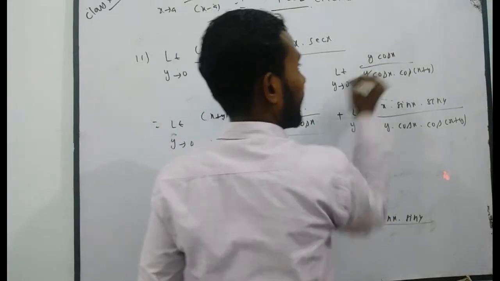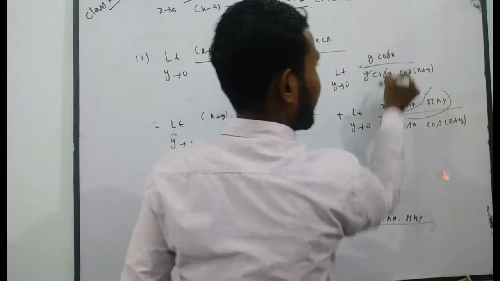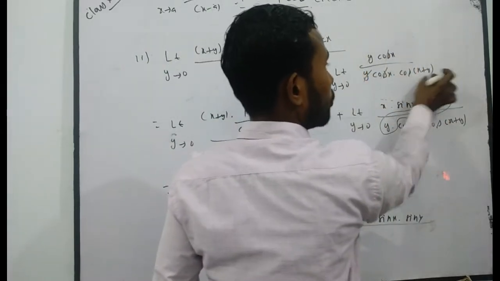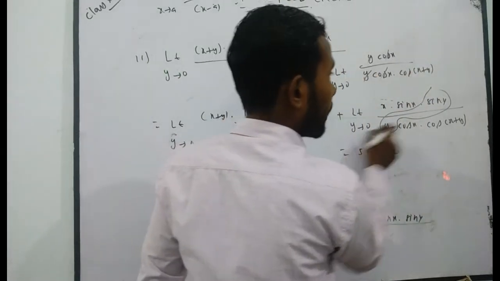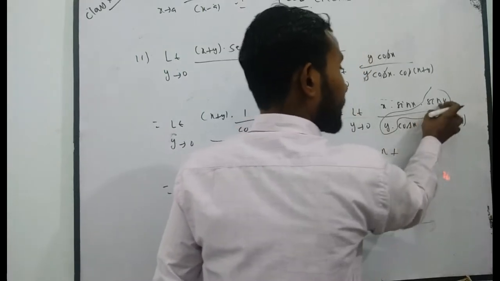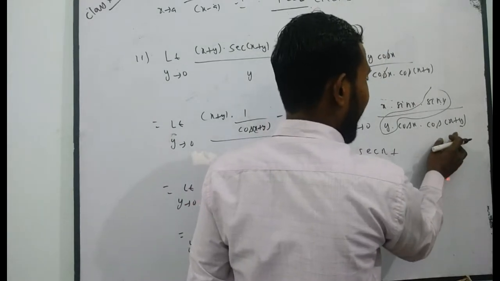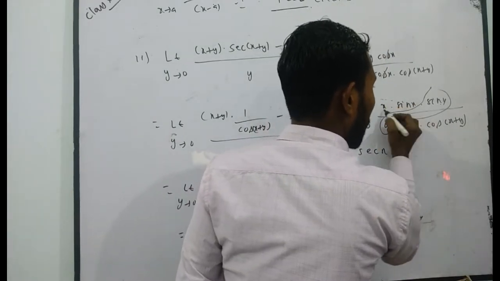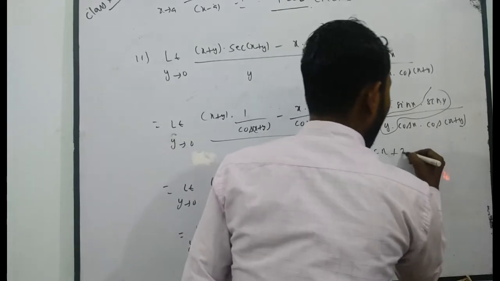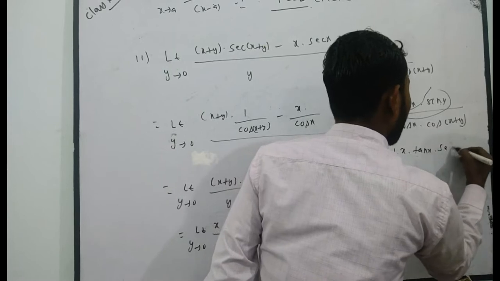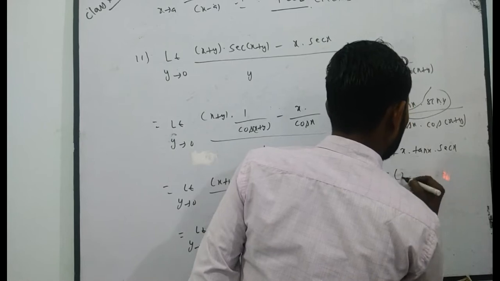Now y and y cancel here, sin y by y is equal to 1, and cos x cancels. Finally you get 1 by cos. If you put y equal to 0, you get 1 upon cos x, that will be sec x. Plus, since sin y by y is equal to 1, the remaining term, if you put y equal to 0, is x into sin x divided by cos square x. So you can write x into tan x into sec x. After taking sec x common, what do you get? x into tan x.